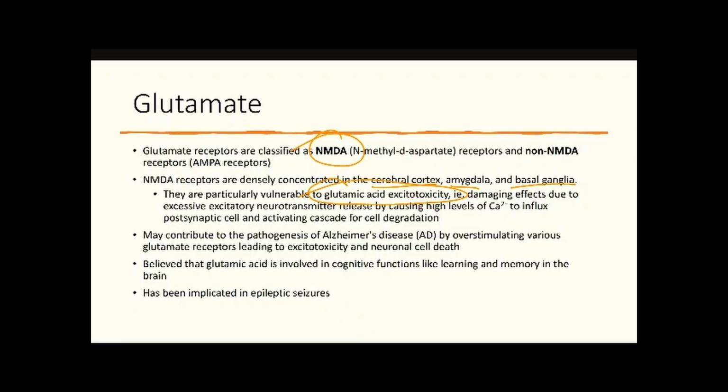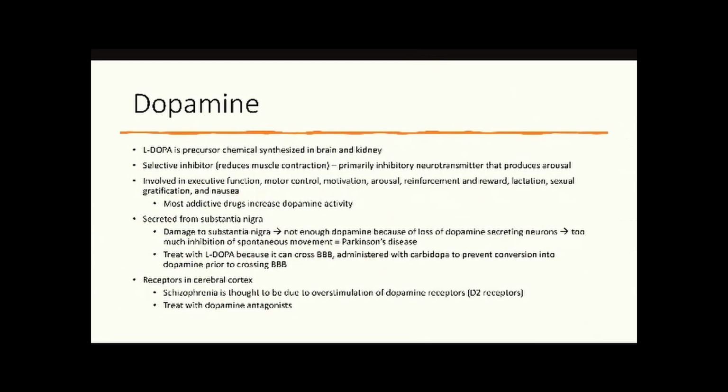So some of the drugs that we can give now for people with strokes is we block the glutamate so we don't burn out those cells nearby. Glutamate may also play a role with Alzheimer's disease, causing overstimulation and then burns those out and cause cell death. Some cognitive functions with glutamic acid, and obviously seizures as well with glutamate.